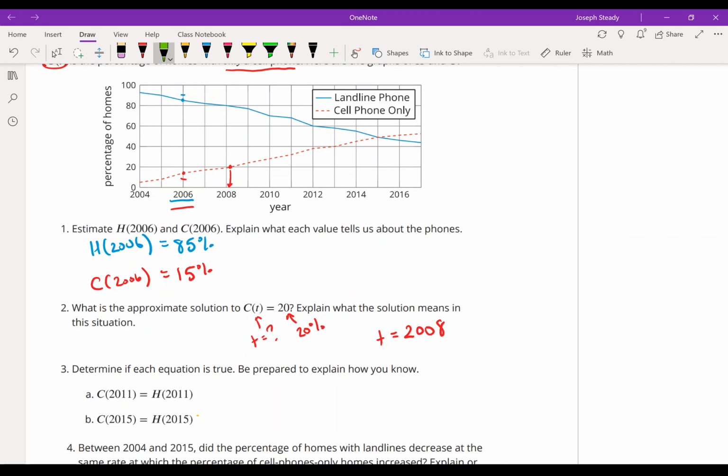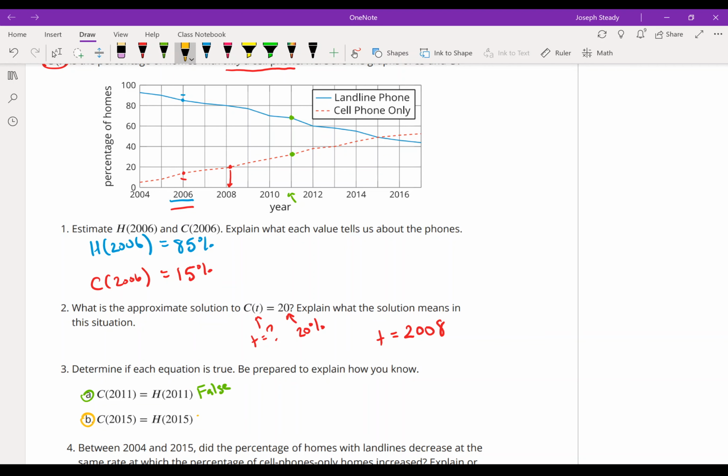The first question asks us to analyze a couple of equations and decide if they are true. So the first one is that c of 2011 equals h of 2011. So our input is the year 2011, which is right here. And we can pretty quickly see that c of 2011 and h of 2011 are nowhere near each other. C of 2011 is somewhere in the 30%, and h of 2011 is somewhere in the 60%. So this one's false.